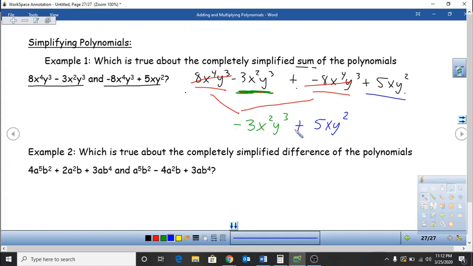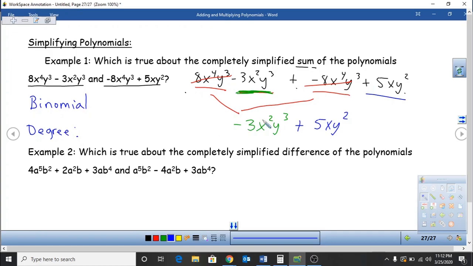Now, what I want to know is what's true about this. The first thing you have to ask yourself is what kind of polynomial is this? So how many terms do I have? Well, if you remember from the beginning, to tell the polynomials apart, you need to look for pluses and minuses. Again, this isn't a minus, this is a negative, so this one doesn't count, but this one does count, the plus sign. So this is a binomial. So when I added these two things, I ended up with a binomial.